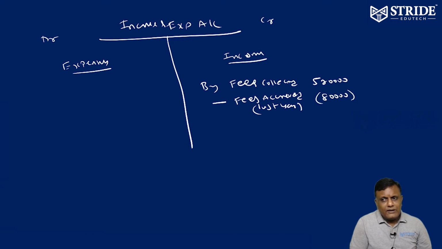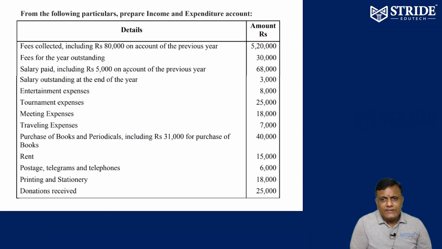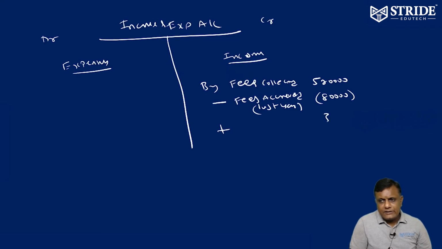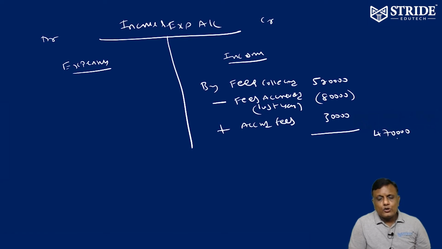We can prepare a ledger also for this. Similarly, how much is accrued for the current year? Current year outstanding accrued fees, 30,000. So accrued fees of the current year are 30,000. That's it. So the balance is supposed to be 4,70,000. We can open a ledger, or do plus and minus also.